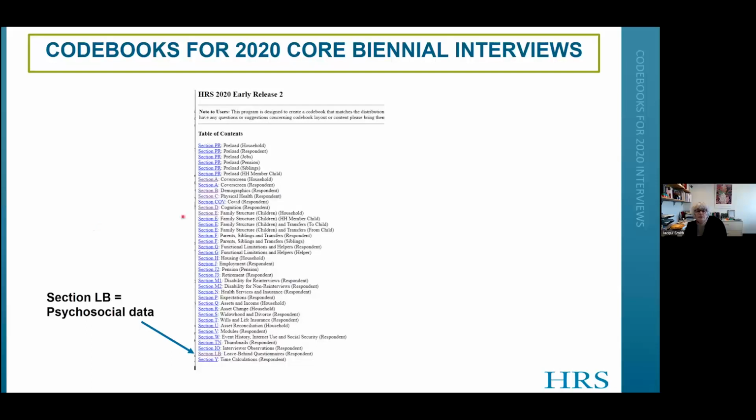Code books. So this is the complete data for HRS. And remember, I told you about different sections. So the physical health is in C, cognition is in D, functional limitations in G, and lots of things in terms of housing, employment, pension, retirement, all of these sorts of things, different sections. And the psychosocial is called LB because I said it's a leave behind at the end of people answering all of those other things, right?